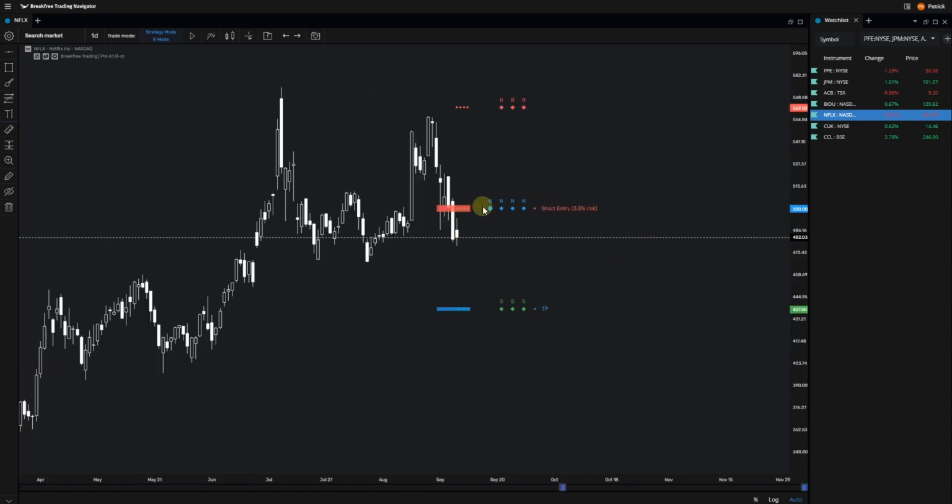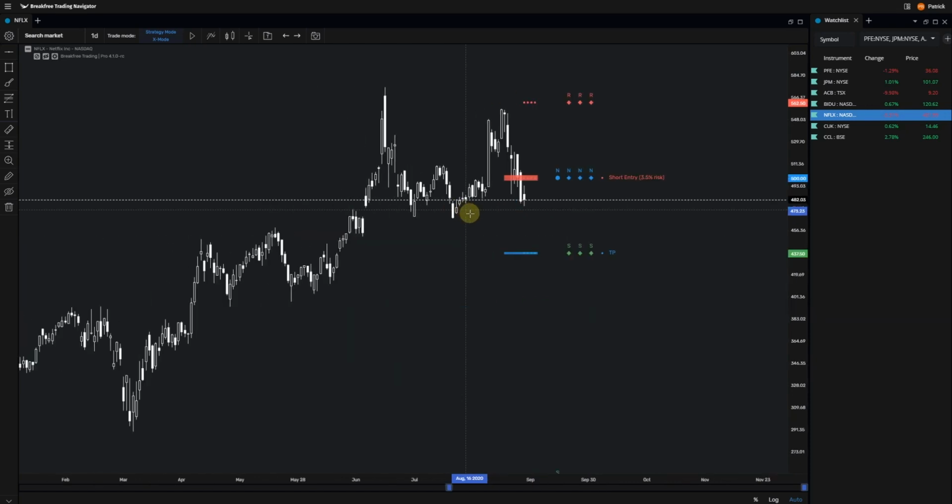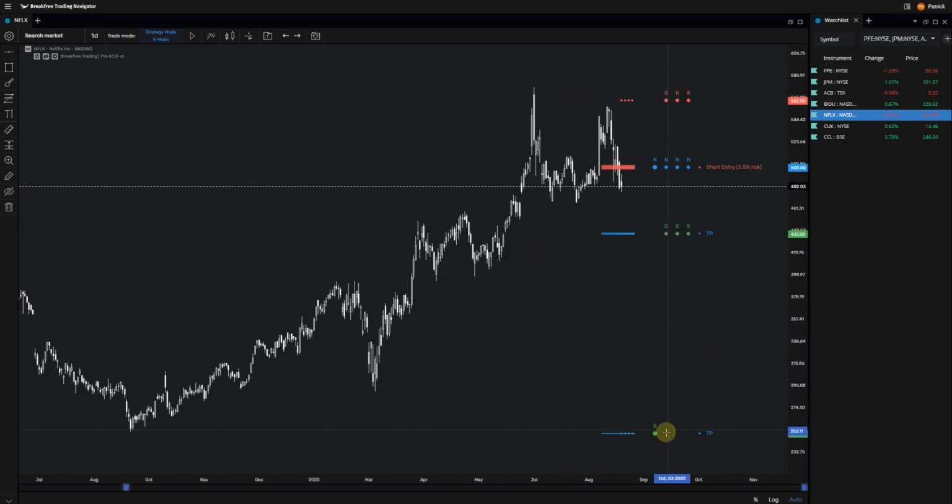So we did break this level, which indicates we can take a short on this. So we can see the short entry box came up. So you can put your sell limits on the short entry. Just use the values from the BFT panel, and from there we can wait for TP1, TP2, and potentially TP3.